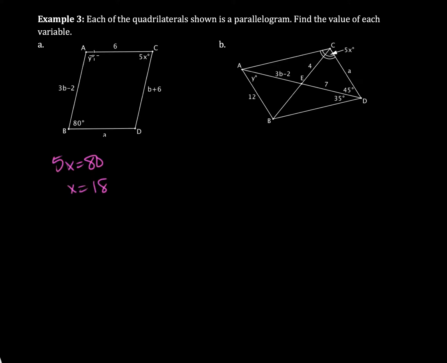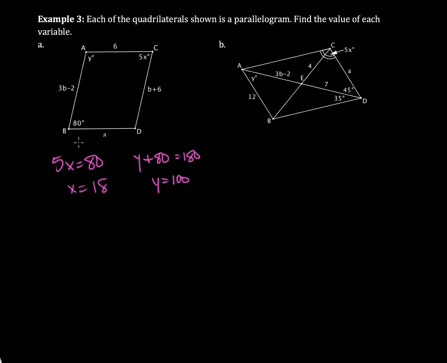Now what about y? It doesn't have anything over here. So I can't use this idea that opposite angles would be congruent, can I? Because I don't have anything to set y equal to. But what I do know is that these two consecutive angles, angle A and angle B, have to be supplementary, right? I know that y plus 80 has to give me 180. So if I subtract 80 from both sides, I know that y has to equal 100.